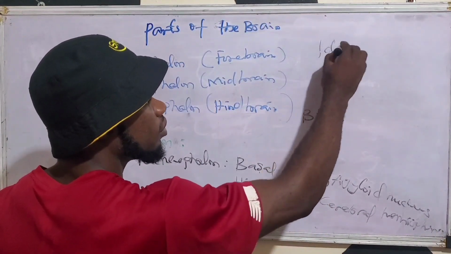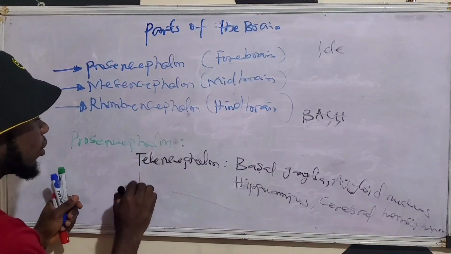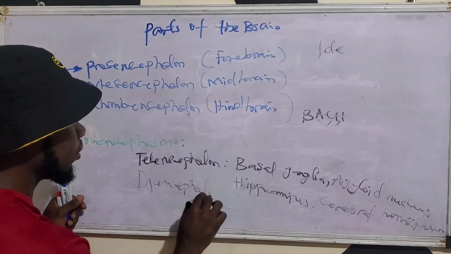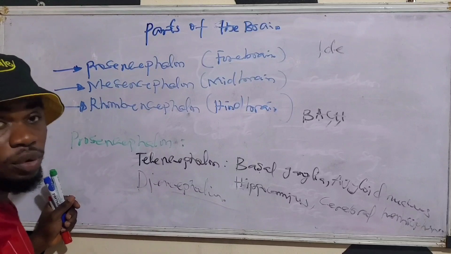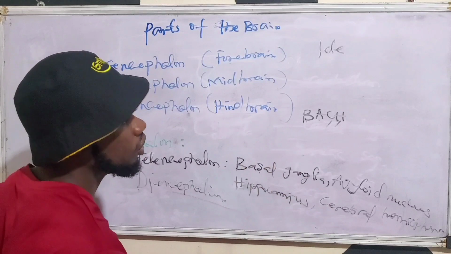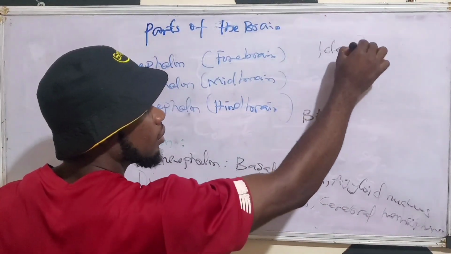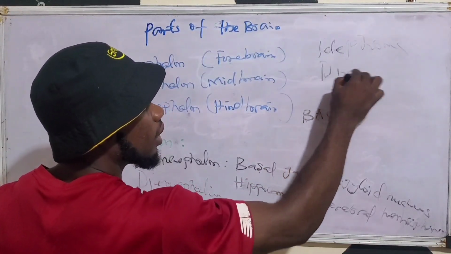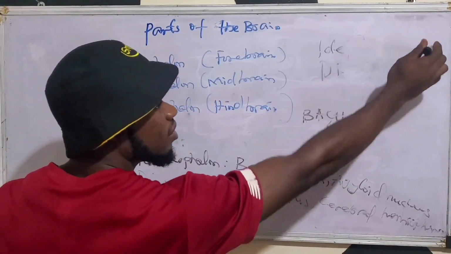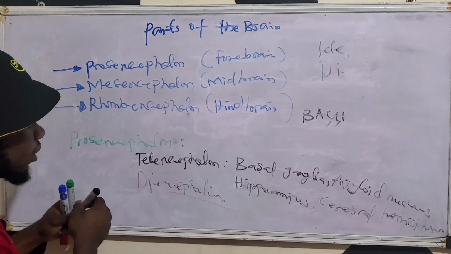For you to understand this guy, just say telephone. From the word you take just tele, then put encephalon. That's all. Now the second part of this is called the diencephalon. If this will confuse you, just say the word: under prosencephalon, there are two divisions. The first one is telephone, and the second one is diet. Just remove this word and put encephalon. That's all.